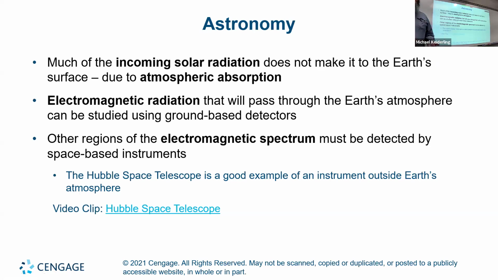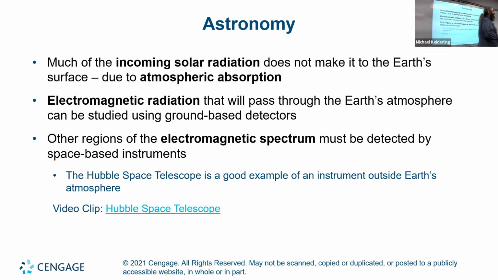So, much of the incoming solar radiation does not make it to Earth's surface due to atmospheric absorption. But various electromagnetic radiation from space, light, that will pass through Earth's atmosphere can be studied using ground-based detectors, otherwise known as telescopes. And in other regions of the electromagnetic spectrum, you have to use space-based instruments.